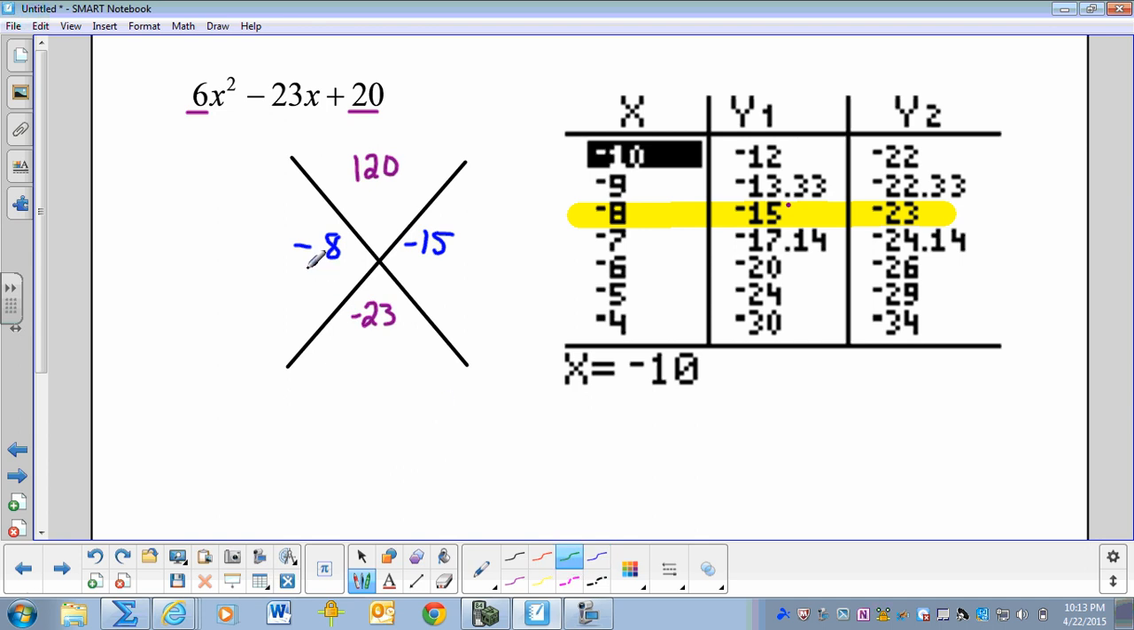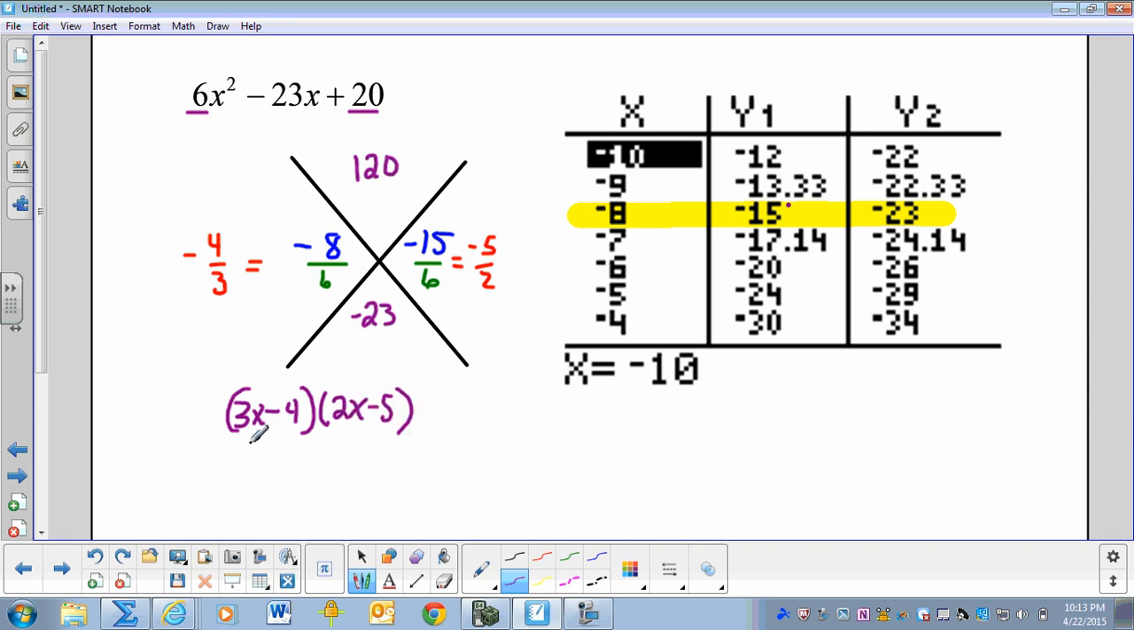Now I'm going to divide each factor by a, which is 6, and now I'm going to reduce. Negative 8 over 6 is negative 4/3. Negative 15 over 6 is negative 5/2. And now I'm going to write my factors. So 3x minus 4 times 2x minus 5.